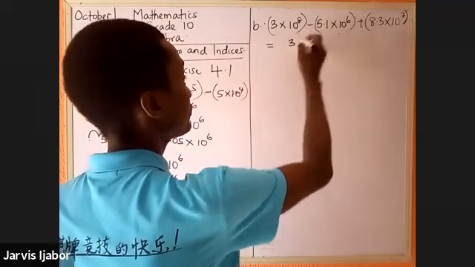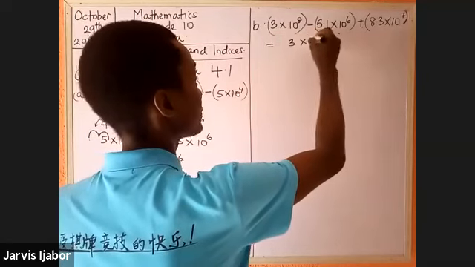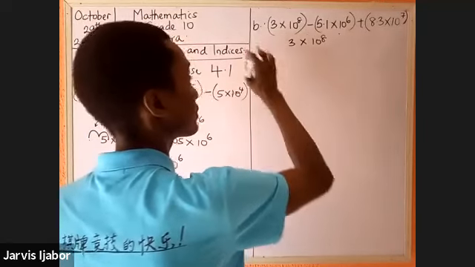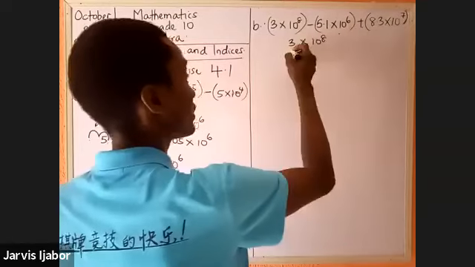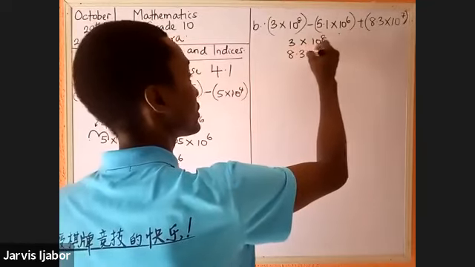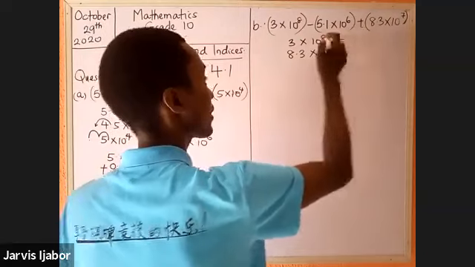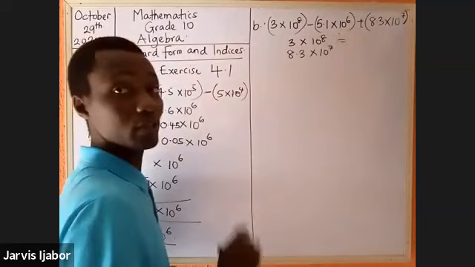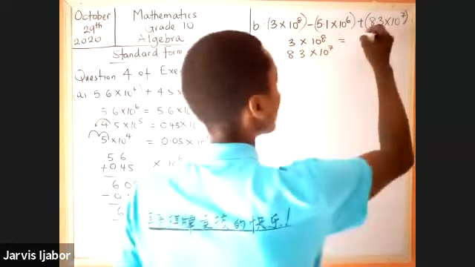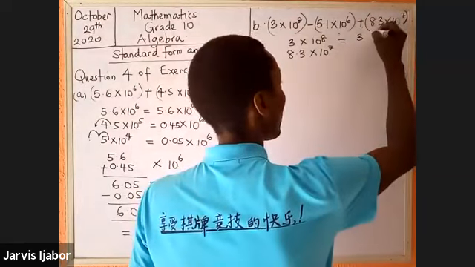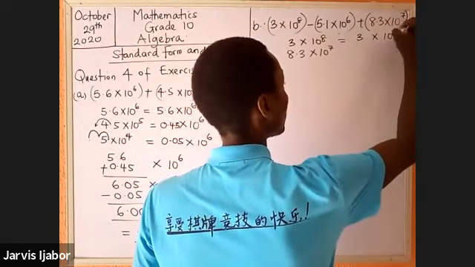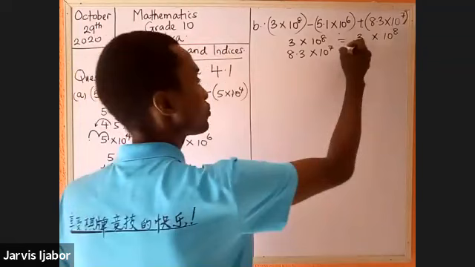3 times 10 raised to the power of 8. Then I'll bring this one, 8.3 times 10 raised to the power of 7. Now, my reference will be to the power of 8, because that's the highest power I can see. This will now be 3 times 10 raised to the power of what? 8.